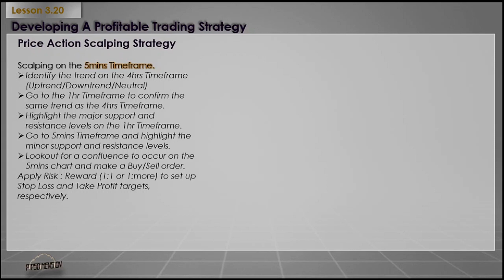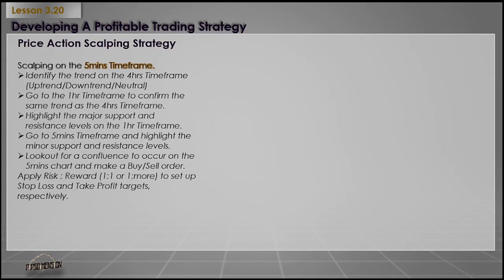The first step is to identify the trend on the 4 hours time frame. After you have identified whether it is in an uptrend, downtrend, or a sideways trend, the next step is to go to the 1 hour time frame to confirm the same trend. When both the 1 hour and the 4 hours time frames are showing the same trend, it really gives you confidence to establish the fact that yes, this is the trend that the market is going.